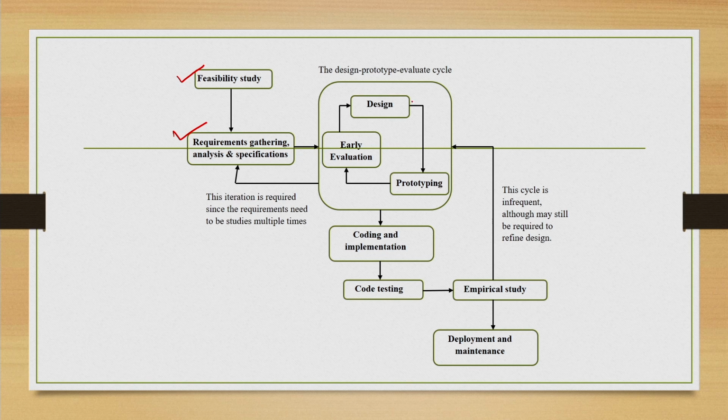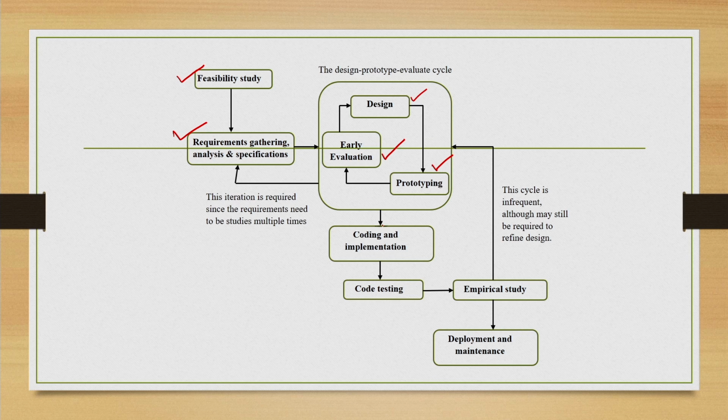We design, then we prototype, create a prototype of the design, then go for early evaluation of the design. Based on that we refine the design, then again prototype, then perform early evaluation, and this cycle goes on till we get a satisfactory result in the early evaluation, which indicates that no further modification may be required. Now, this is an iterative cycle.